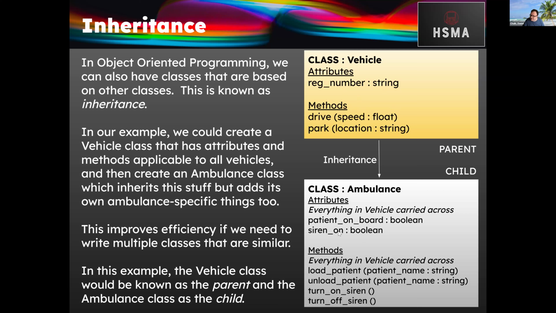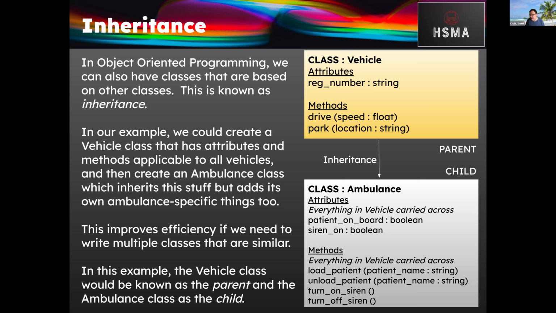But we will add in some things that are ambulance specific, like whether there's a patient on board and whether the siren's going off. And similarly for methods, an ambulance drives and parks just like any other vehicle, so we can inherit that from vehicle, but it also has stuff that is unique to an ambulance, like loading and unloading patients or turning on and off the siren. And it saves us having to redefine all these things that may be common for a number of different classes. And it makes it much more efficient if we've got multiple classes that are similar.